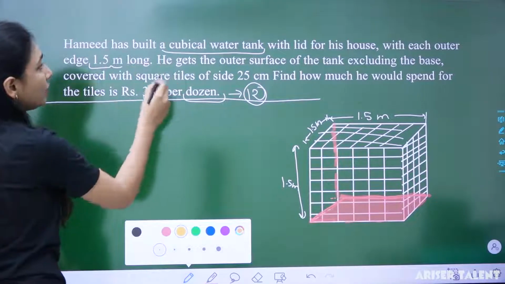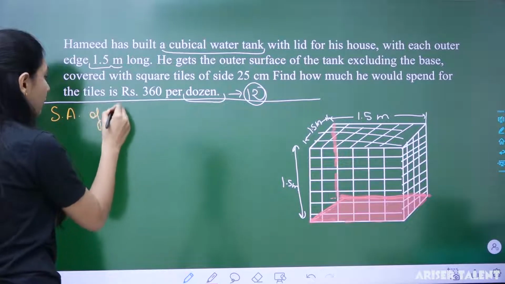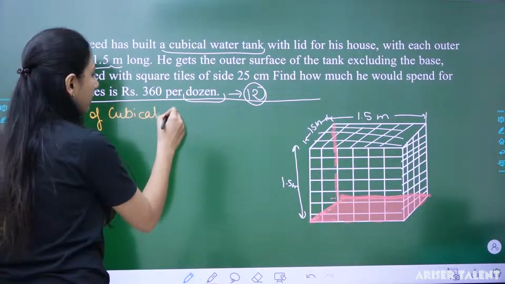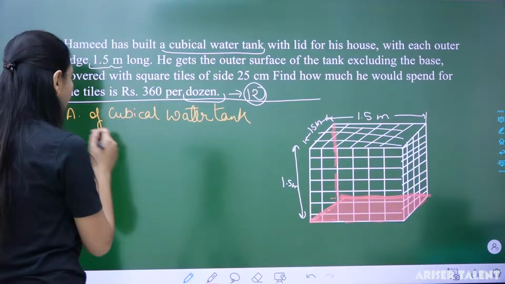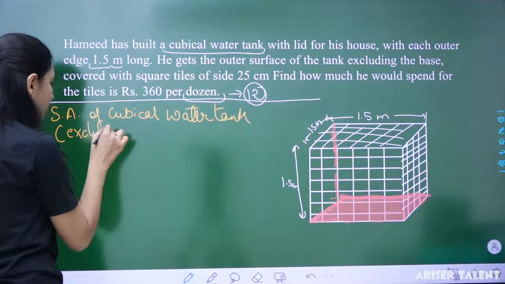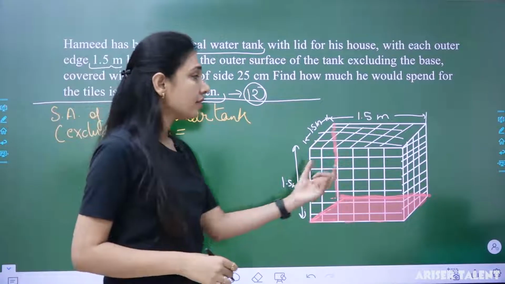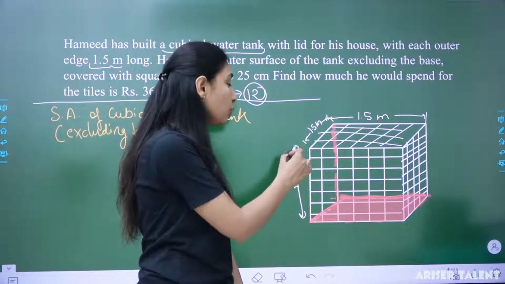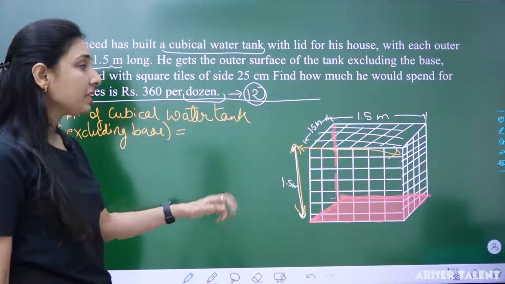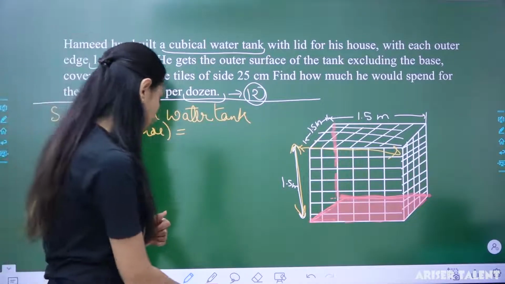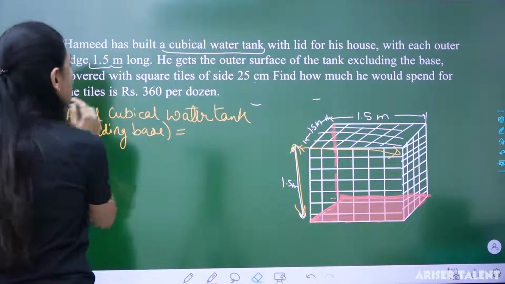Here, Hamid has built a cubical water tank. So, okay, surface area of the cubical water tank. What will it be? Excluding the base, we'll be having 5 surfaces. Each surface of the cube will be having this A multiplied by this A, that is 1.5 meter multiplied by 1.5 meter. Okay. So let's have the given things also here.